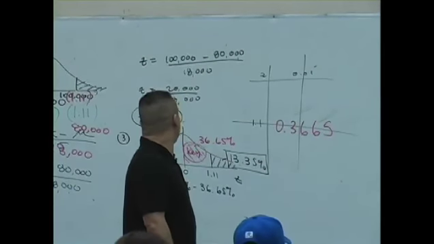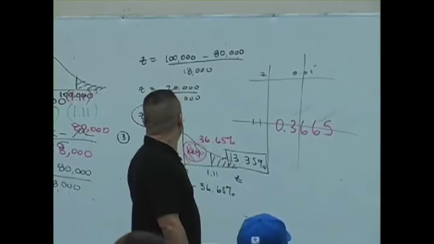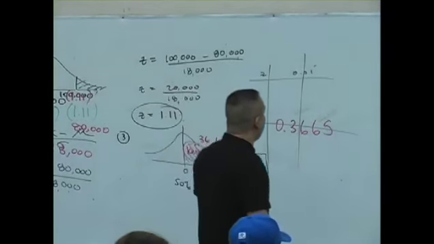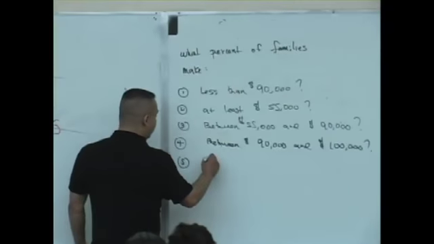55 and 90, between 90 and 100. How about we'll say less than 55?